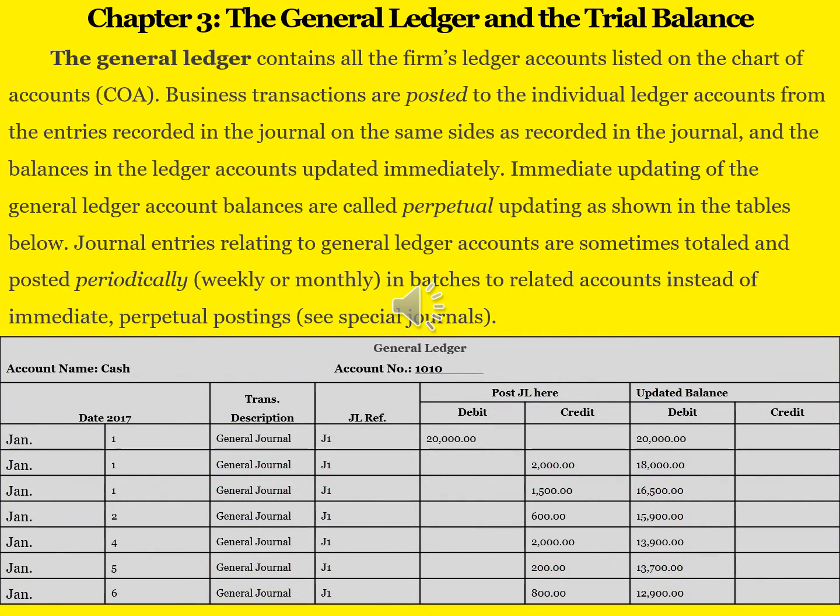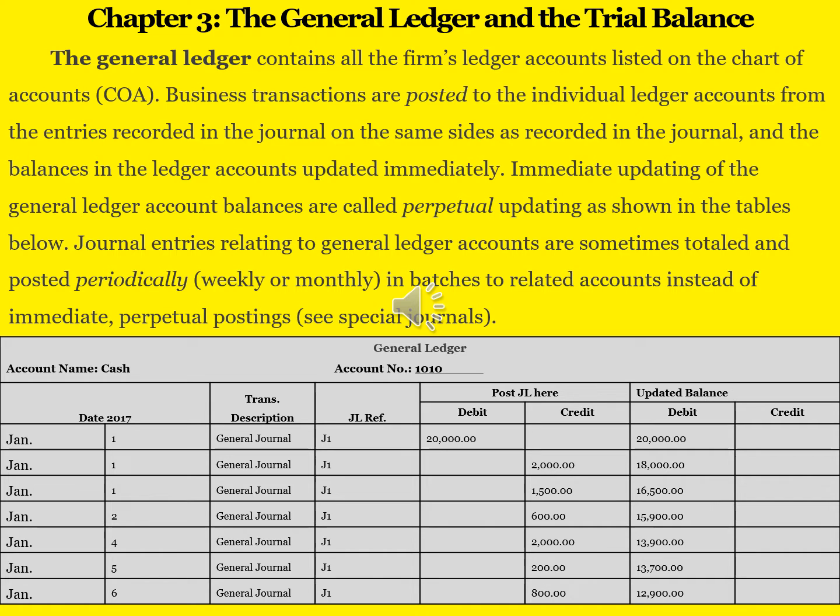The general ledger accounts are the building blocks of a firm's financial system and are shown on the chart of accounts. Business transactions originally recorded in the firm's financial journals are posted or transferred to the individual general ledger accounts from the entries recorded in the journal, on the same sides as recorded in the journal, debits or credits, and the cumulative or updated balances in the specific general ledger accounts are updated immediately or periodically in batches.